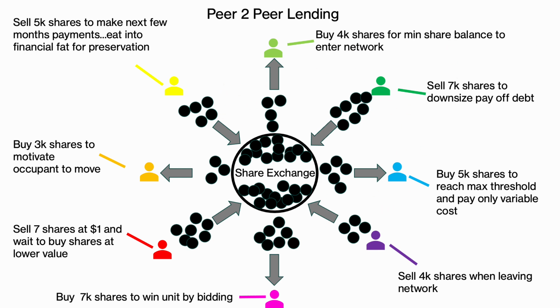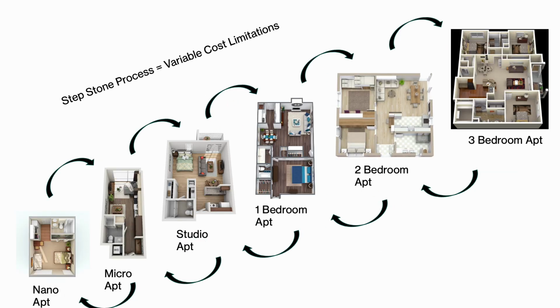So that's just kind of a glimpse into some of the methods that peer-to-peer lending can work. I've always viewed Occupy Accrue cooperative networks as a version of a stepstone process to homeownership, a path to homeownership, which is why I call it pathing, the pathing industry. Each unit has a maximum share threshold amount before the monthly payment drops to only cover the variable cost for that unit. What I'd love to see people do is join the network in the smallest, cheapest unit possible, build up their transferable equity accounts to the maximum share threshold for that unit.